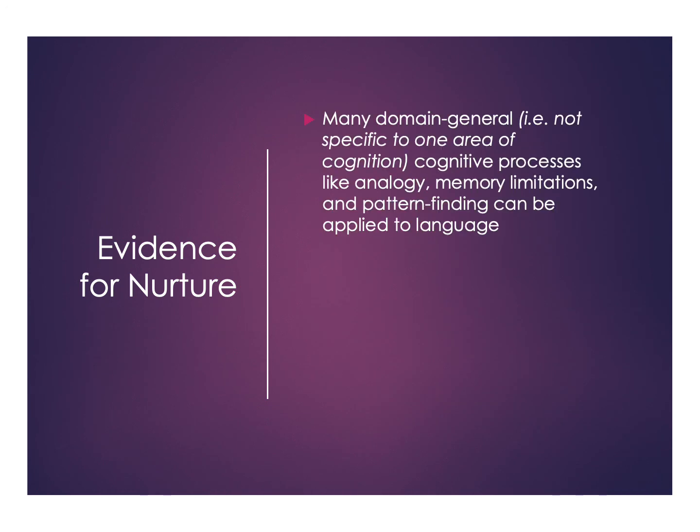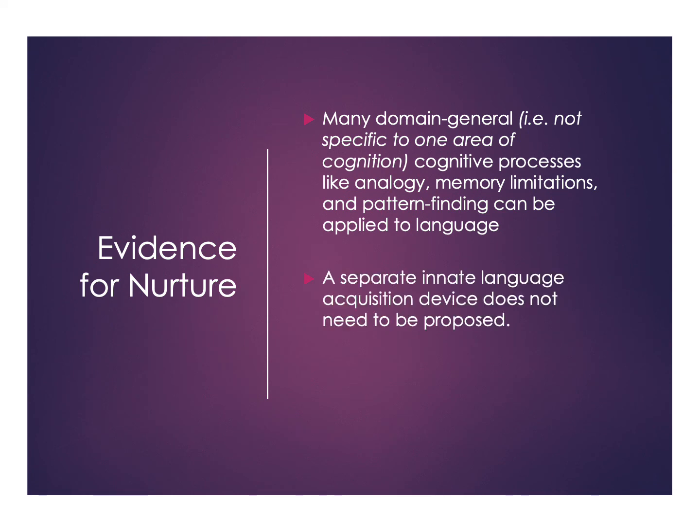Also, a big part of this is that there's a lot of domain general areas of our cognitive process, things like analogy, memory limitations, pattern finding, that aren't specific to language but can also be applied to language. So even if we don't hear every single piece of grammar, we can take analogies and we can take sort of pattern finding and say, well, if it's like this in this case and it's like this in this case, then these other areas are things that we can sort of extrapolate out from and come to a pattern based on that. So we don't need a separate innate linguistic function, a separate innate acquisition device, because we already have the capability with how human brains function to apply those kinds of processes to language as well.